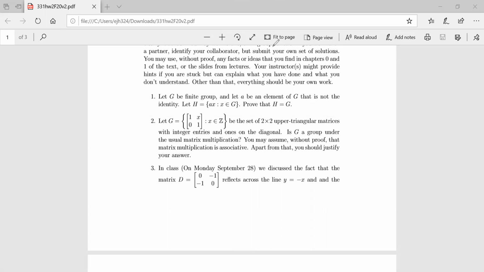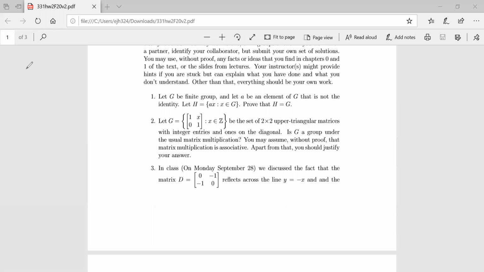I'm going to start off with question number 2. I think it's one of the more interesting ones here. So we have G defined as the matrices [1, x; 0, 1], with x being an integer, in the collection of 2 by 2 upper triangular matrices, because that entry down there is a 0. Is G a group under the usual multiplication, under normal matrix multiplication?